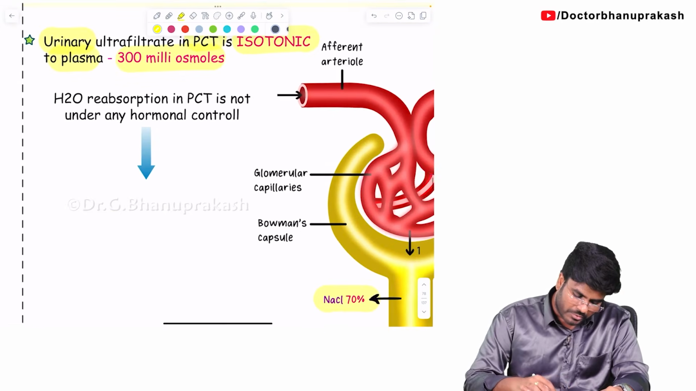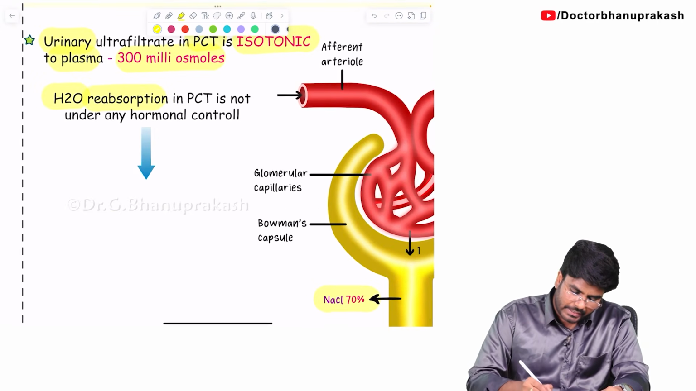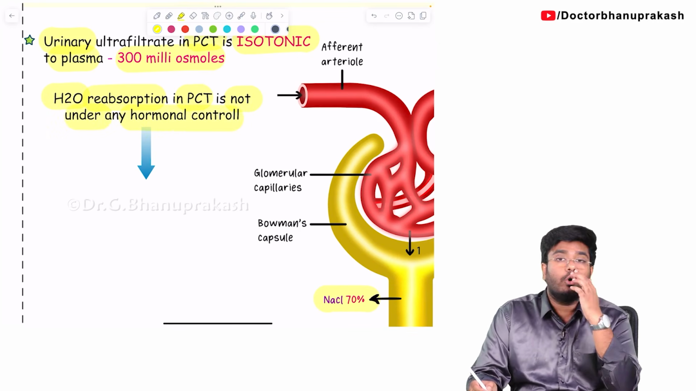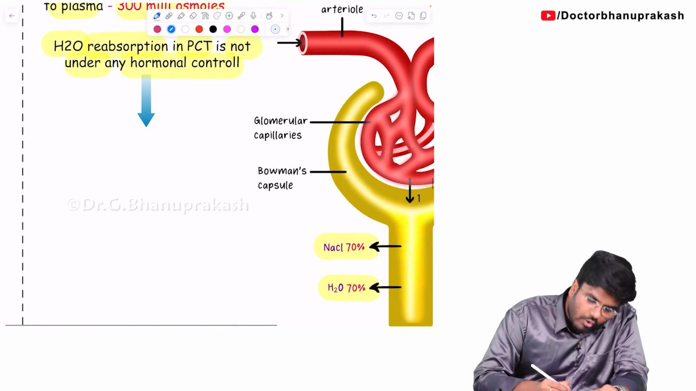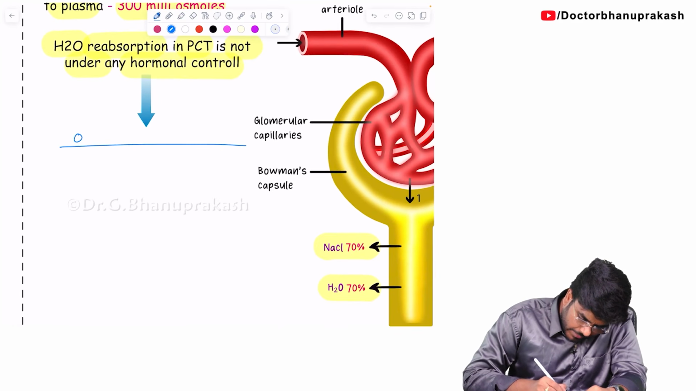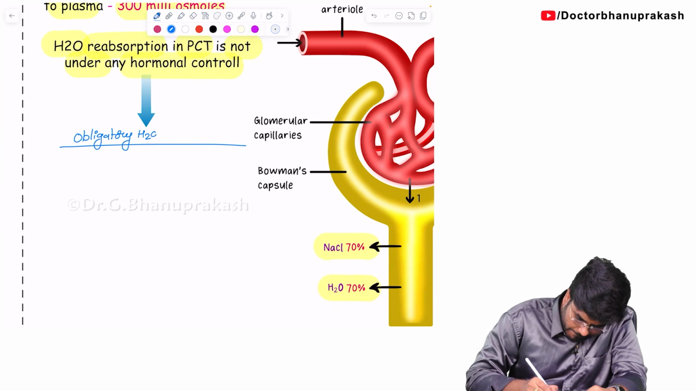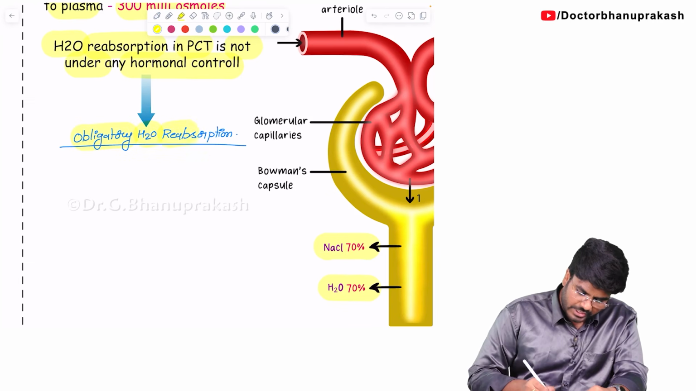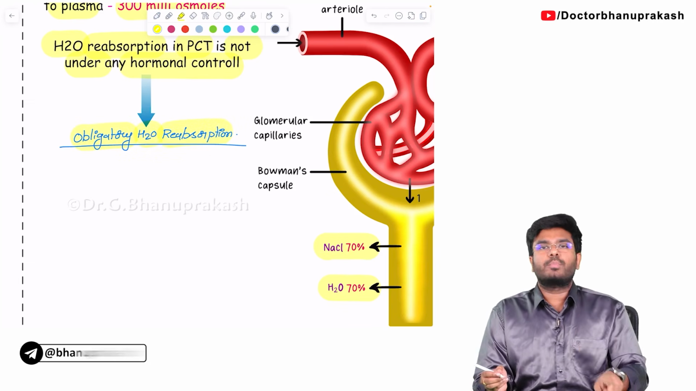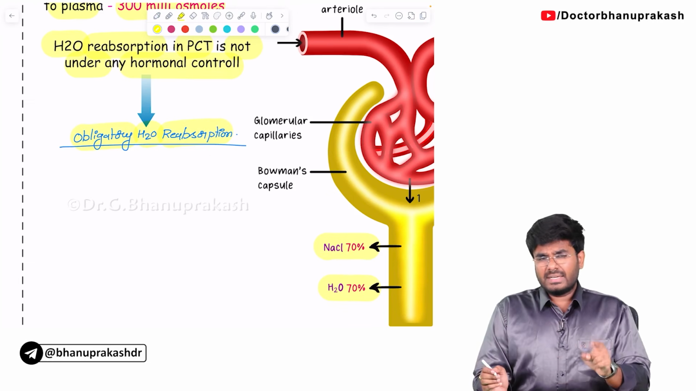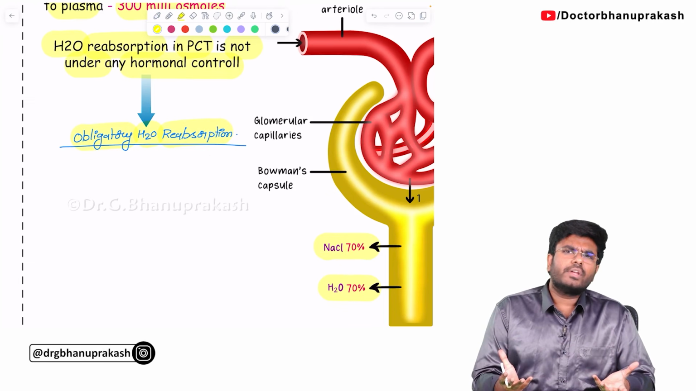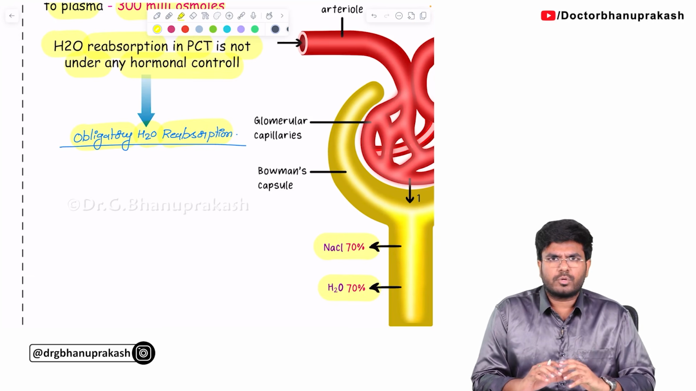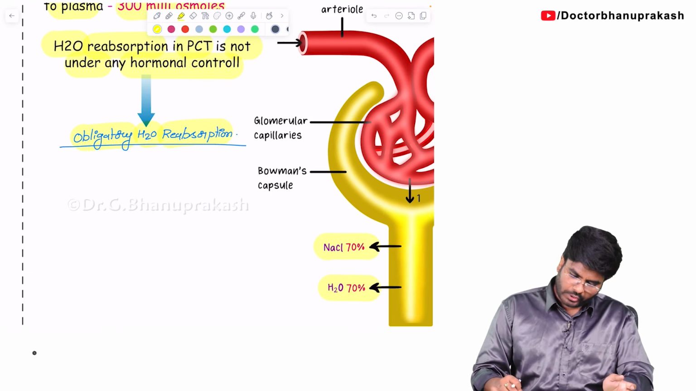So, water reabsorption in the PCT is not under any hormonal control. There is no need of any hormones. Such type of water reabsorption is called obligatory water reabsorption. Obligatory means what? Obligatory means must and should. 70% of the water should be reabsorbed because 70% of the sodium chloride is getting reabsorbed. Is there any need of antidiuretic hormone? No, no need of antidiuretic hormone for the water reabsorption here in the PCT. So that's why it is obligatory water reabsorption.